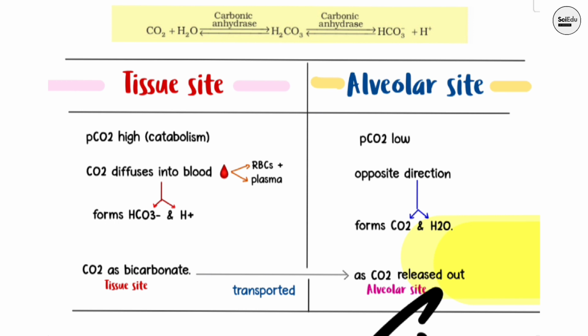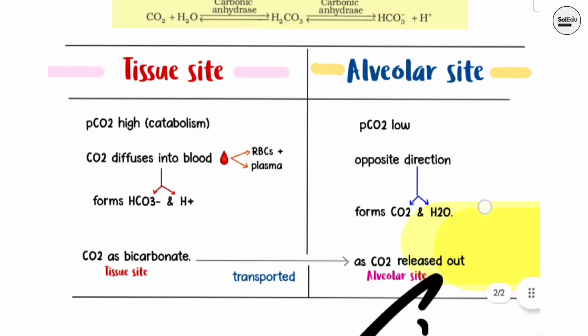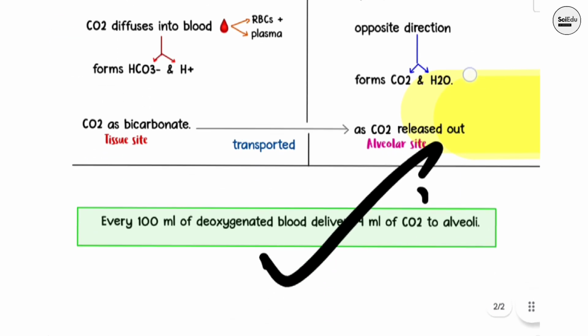At the alveolar site where PCO2 is low, the reaction proceeds in the opposite direction leading to the formation of CO2 and H2O. Thus, CO2 trapped as bicarbonate at the tissue level and transported to the alveoli is released out as CO2, figure 14.4. Every 100 milliliters of deoxygenated blood delivers approximately 4 milliliters of CO2 to the alveoli.